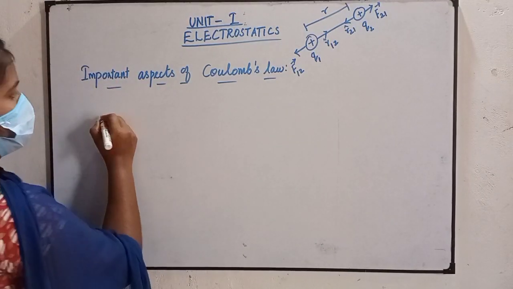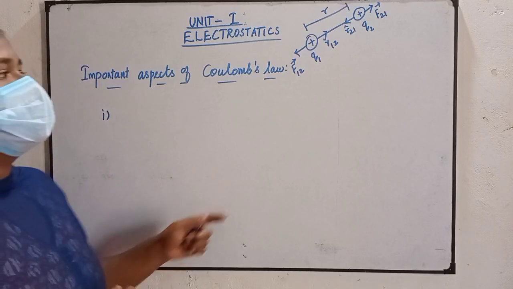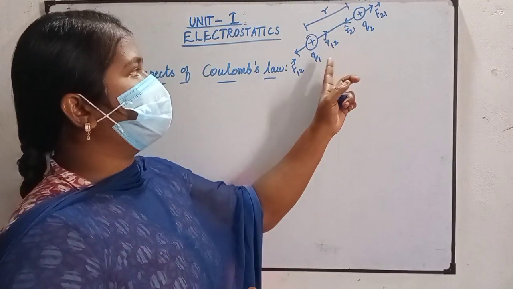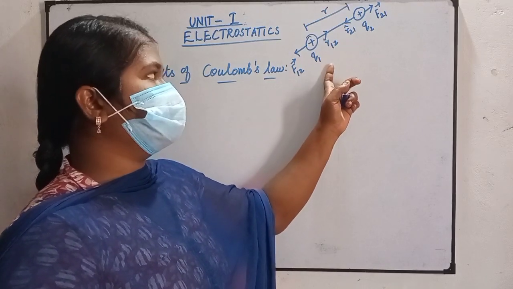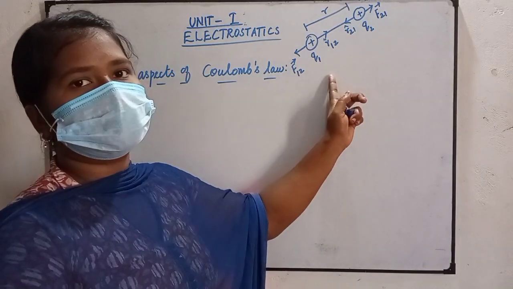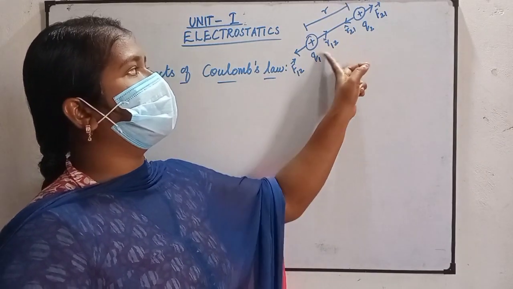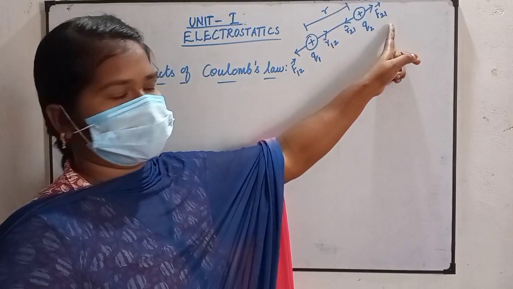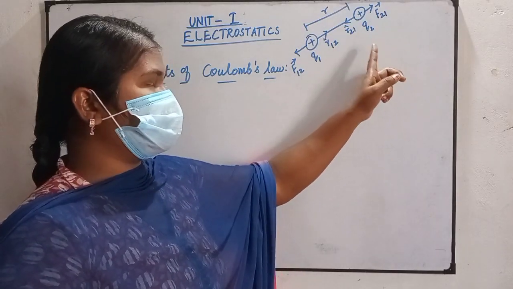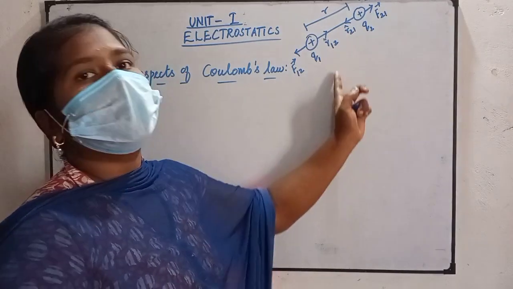The first important aspect is that when Q2 exerts a force on Q1, that force always lies along the line joining the two charges.